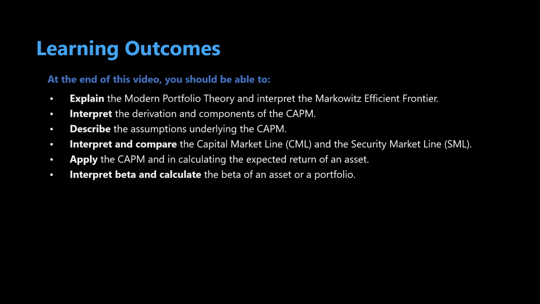where they break down. Fourth, you should be able to interpret and compare the capital market line and the security market line. These two lines are frequently confused in exam settings. We will be very precise about the distinction. Fifth, you should be able to apply the CAPM formula to calculate the expected return of an asset given a beta, a risk-free rate, and a market risk premium.